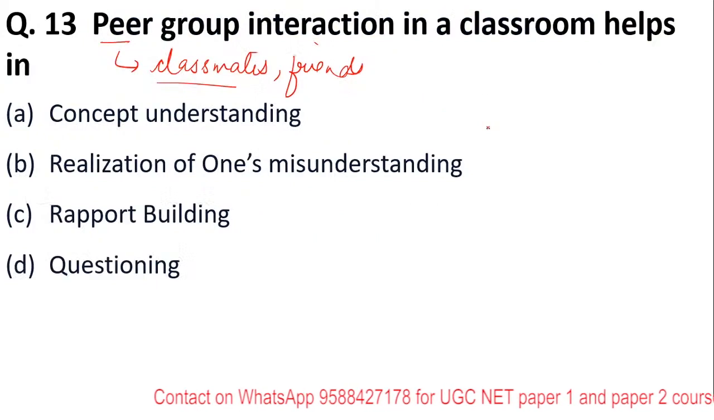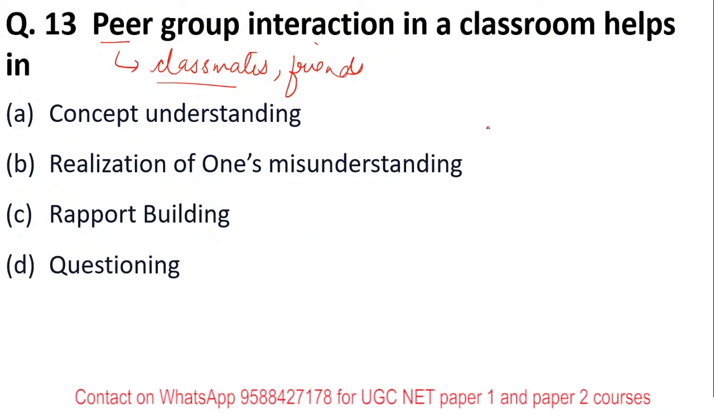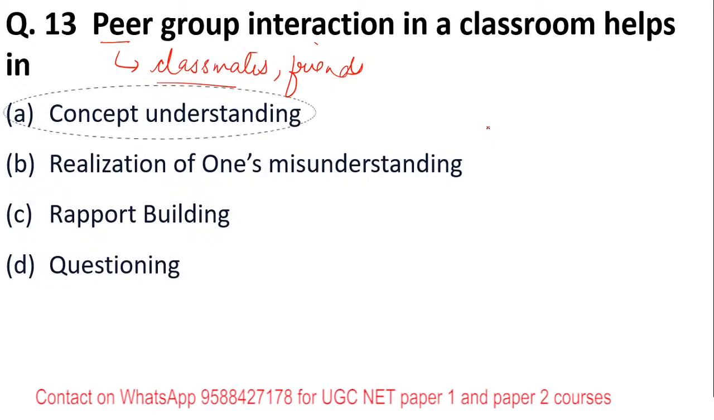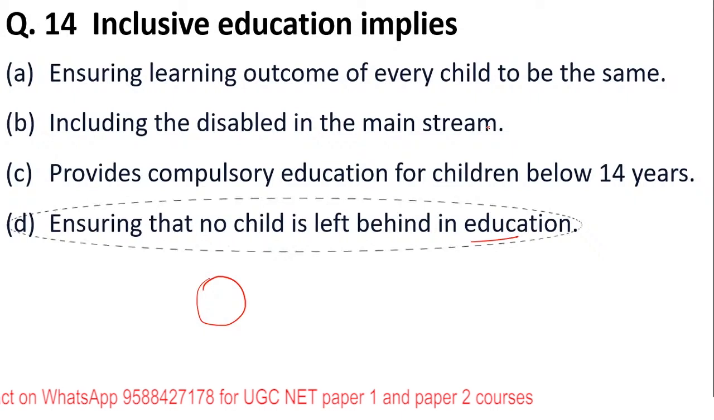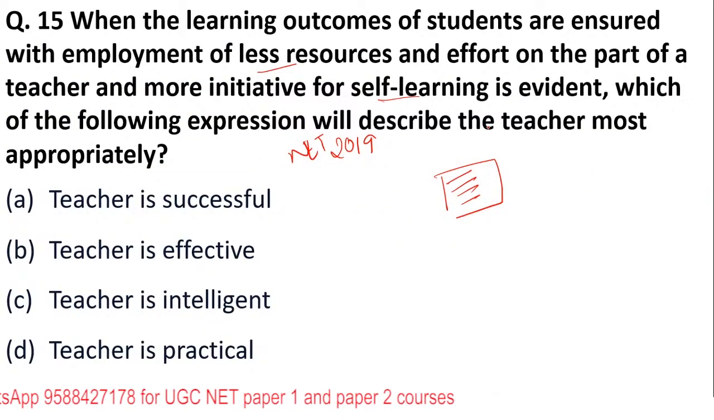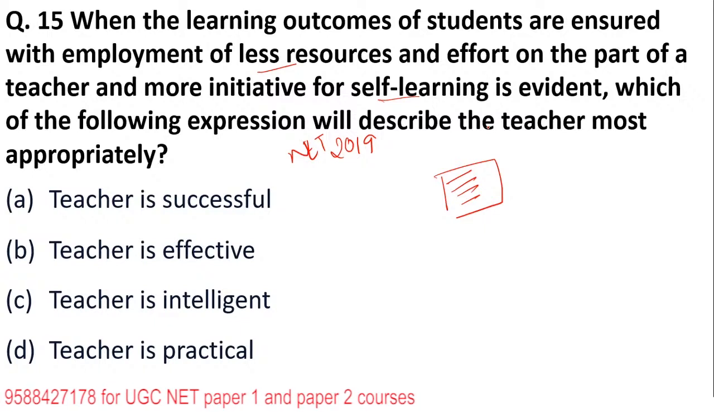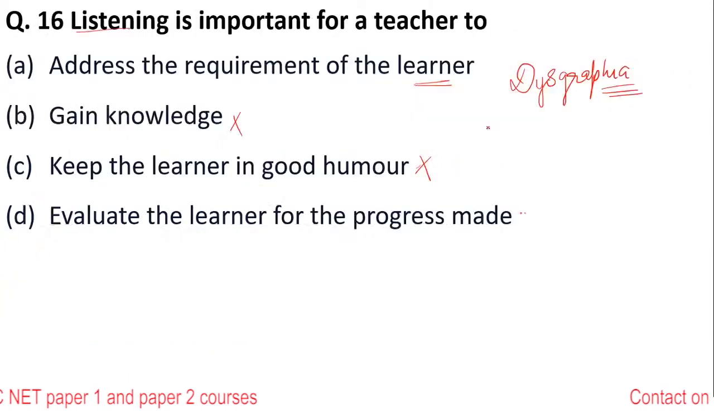Peer group interaction in a classroom helps in concept understanding. Inclusive education implies that no child is left behind. When the learning outcomes are ensured using fewer resources and more initiative for self-learning, and self-learning is seen more in the student, then the teacher is an effective teacher.